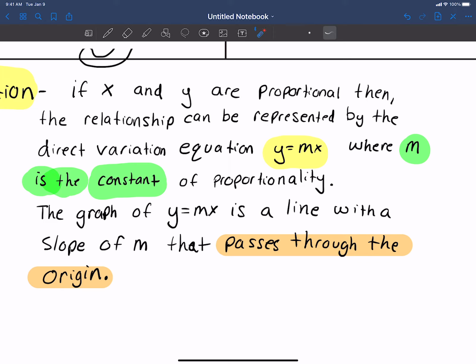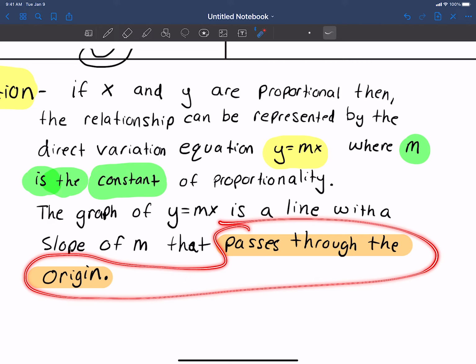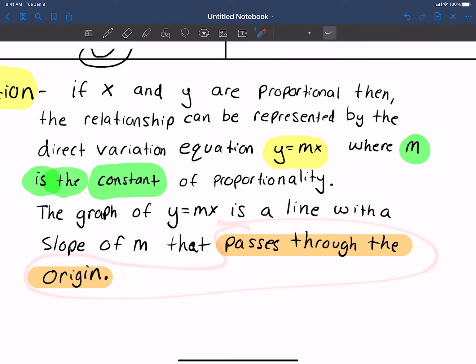So in this big confusing explanation right here, there are some key points to understand. Ready? Direct variation can be represented by this equation. Something else: M, which is slope, will always be constant if it's a direct variation. And I know all direct variation lines go through the origin. Okay, that was a lot of information. Like I said, it'll make sense when I give you examples.